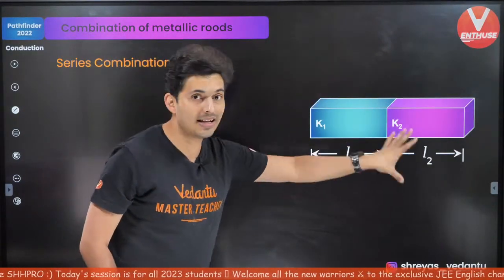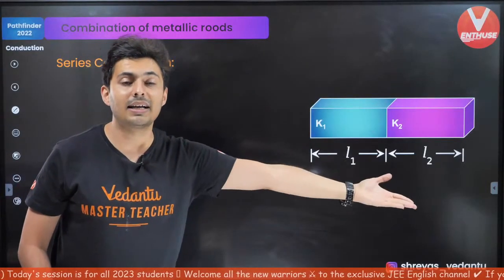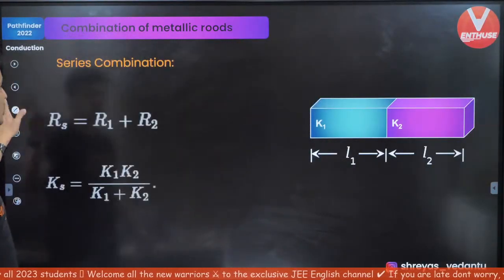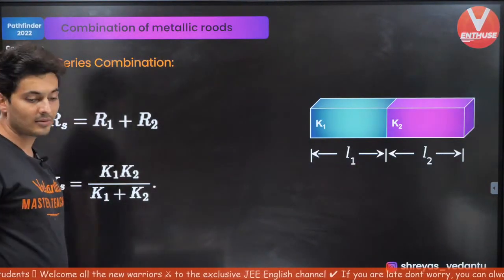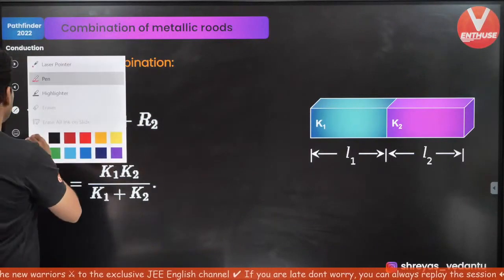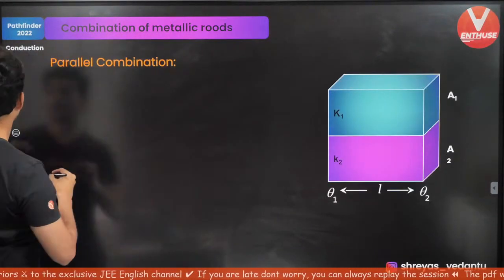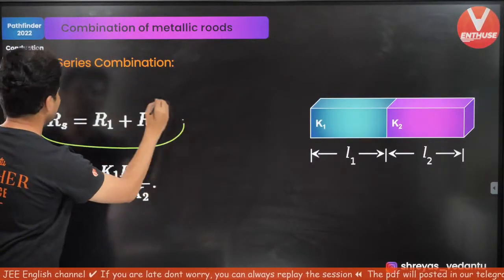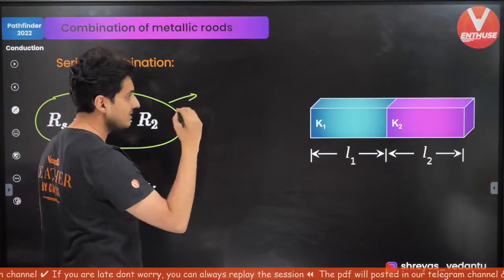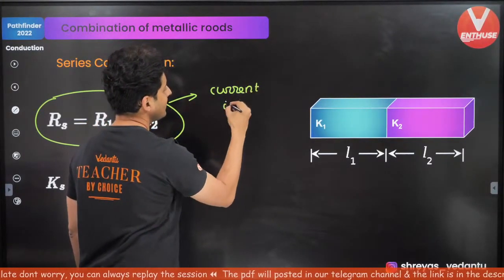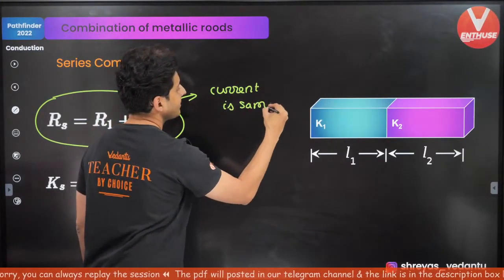And because they are in series, the resistances will get added. Remember, resistors in series, resistances get added. So their thermal resistances will get added. Keep this in mind. The thermal resistance will get added in series. Okay, I'll just go back. Yep. So, in resistors in series, their thermal resistance will get added and the current is basically the same.